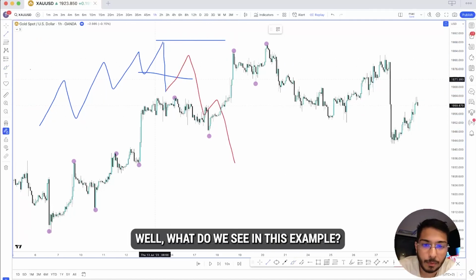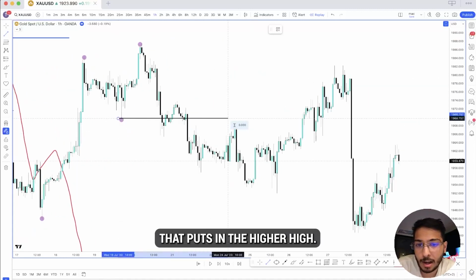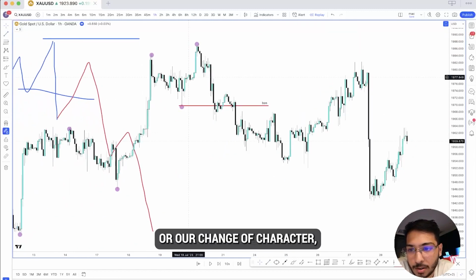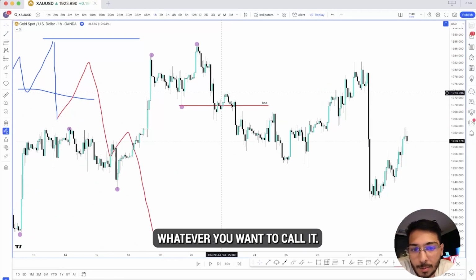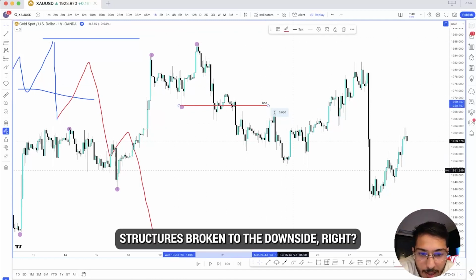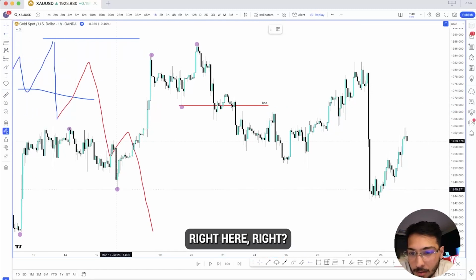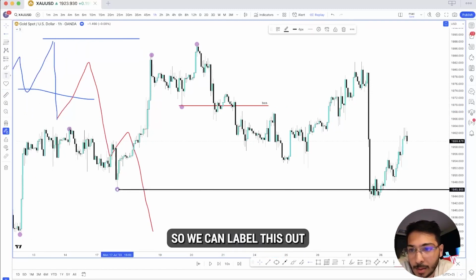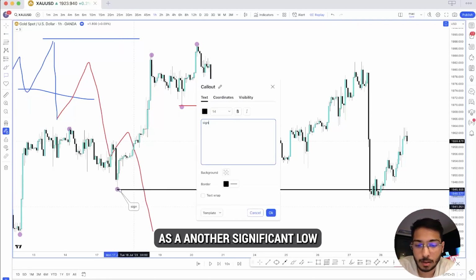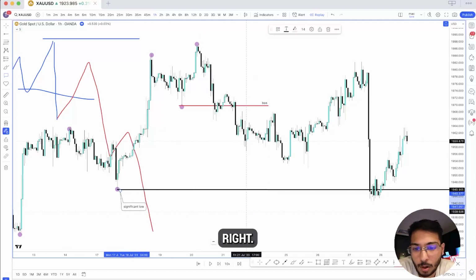Well, what do we see? In this example, this is the higher low that puts in the higher high. This was our break of structure or our change of character, whatever you want to call it. I'm just going to put BOS, break of structure. Structure is broken to the downside, right? And then we had another significant low right here, right? So we can label this out as another significant low.